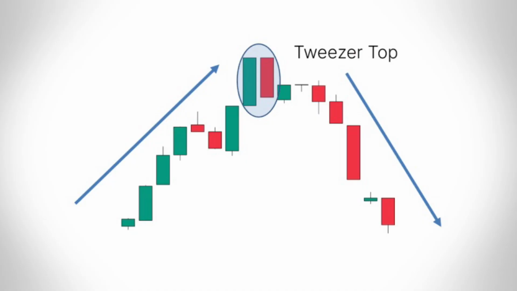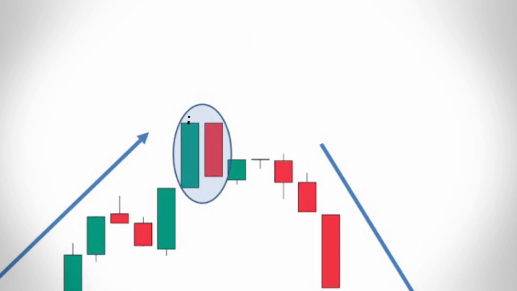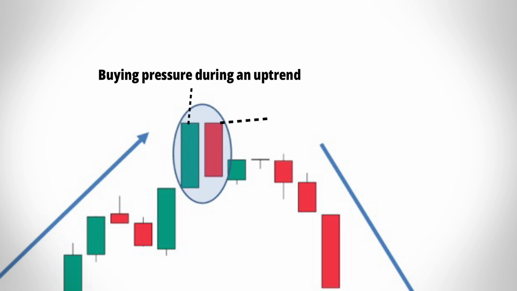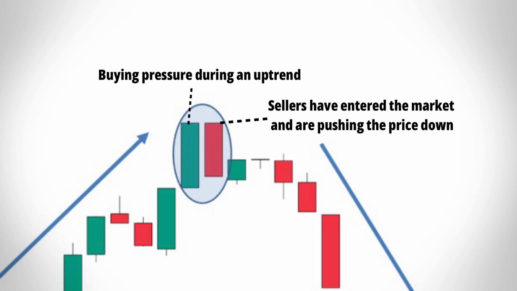Here's how to identify a tweezer top pattern when you see it on the chart. Like we already said, this pattern requires 2 candlesticks. The first candle is bullish, that is a green or white candlestick, and it represents buying pressure during an uptrend. The second candle is bearish, that is a red or black candlestick, and it signifies that sellers have entered the market and are pushing the price down.